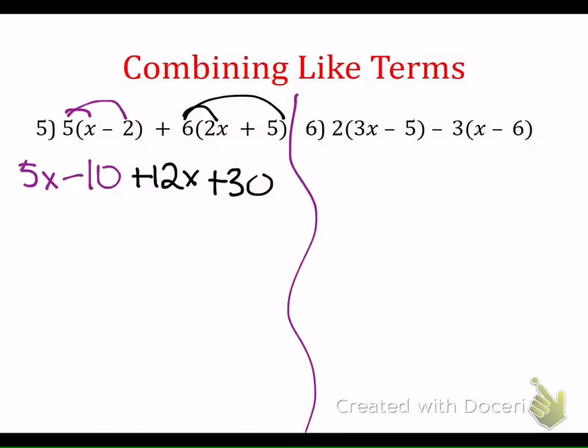All right, what is the next step? Combine like terms. What are they? The 5x and 12x. 5x and 12x is 17x. Good.